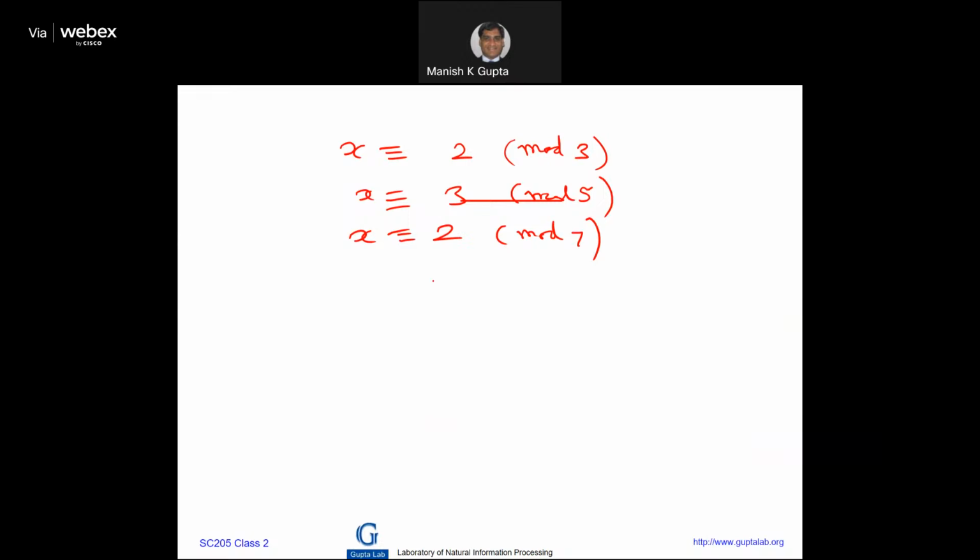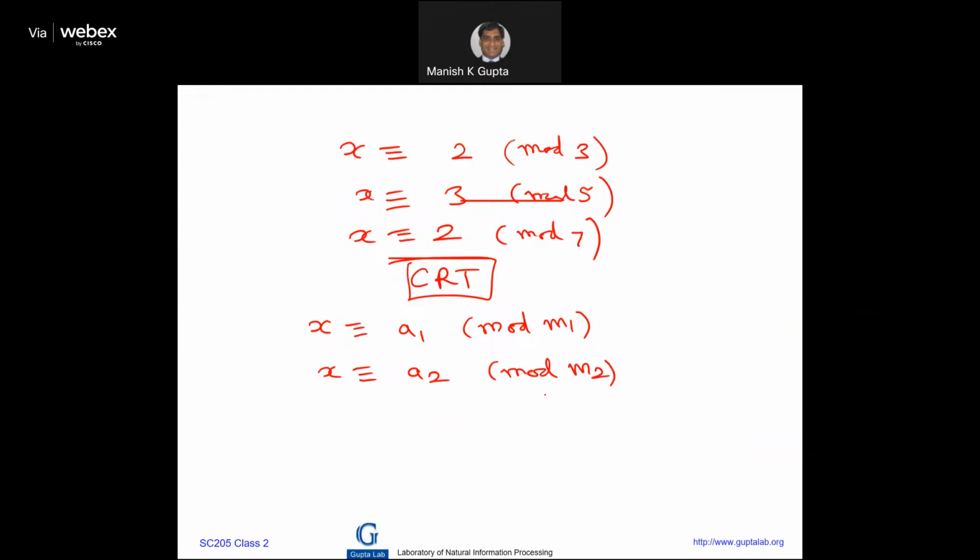Rather than writing the full name, I call it CRT, Chinese remainder theorem. So what is given to us? x is congruent to a1 mod m1, x is congruent to a2 mod m2, and so on, x is congruent to an mod mn. How many equations are there? n equations are there, right? I have to find a common x such that everything is satisfied.